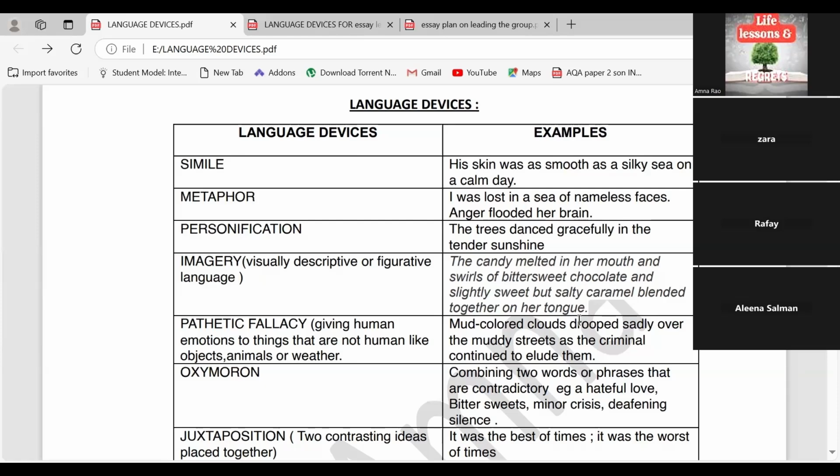Okay, coming to any question till now, have you understood what simile, metaphor, personification, imagery, whatever we have discussed till now, beta? If there's a question, just open up your mic and ask me a question.